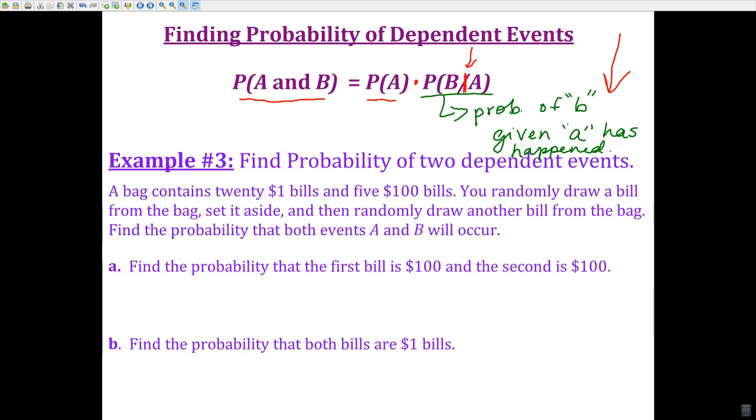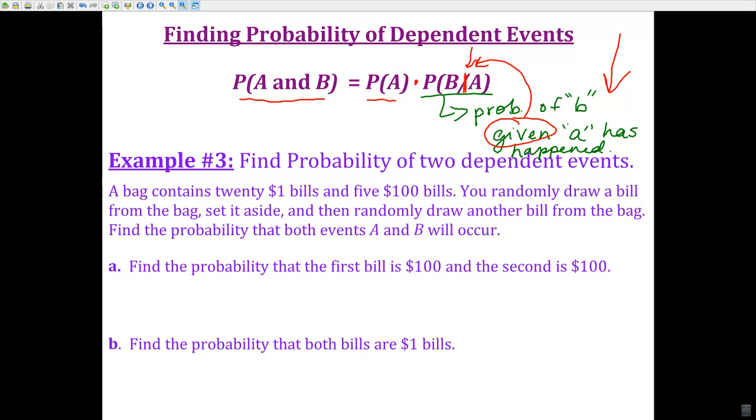Okay. And what that means is it's the probability of B given A. That's what that line represents: given that A has happened. So it's kind of like a reverse. Probability of B given A has happened. Okay, so let's see what that looks like.